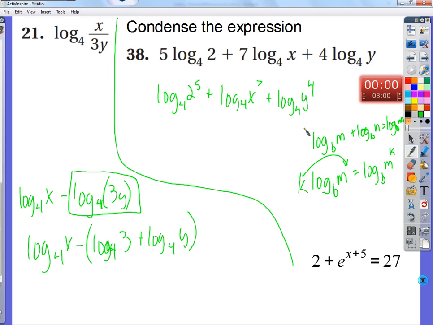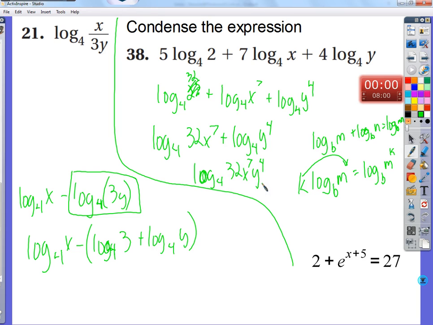I feel like this would be somewhere where more parentheses would help. What is 2 to the 5th? That's 32. Log base 4 of 32, since we're adding, we do 32 times x to the 7th. And we're adding again, so we can do log base 4 of 32 x to the 7th y to the 4th. That's condensed. Yep.